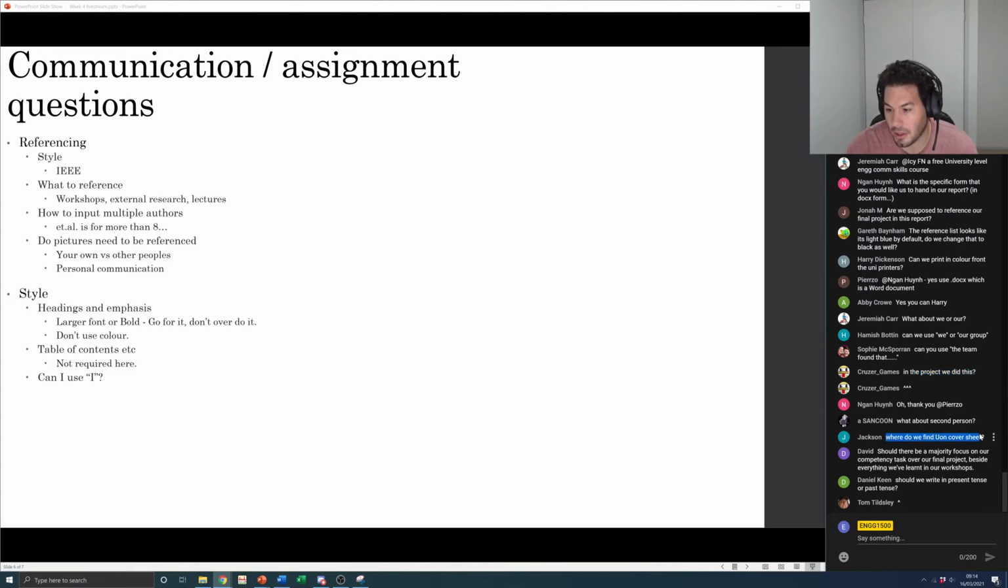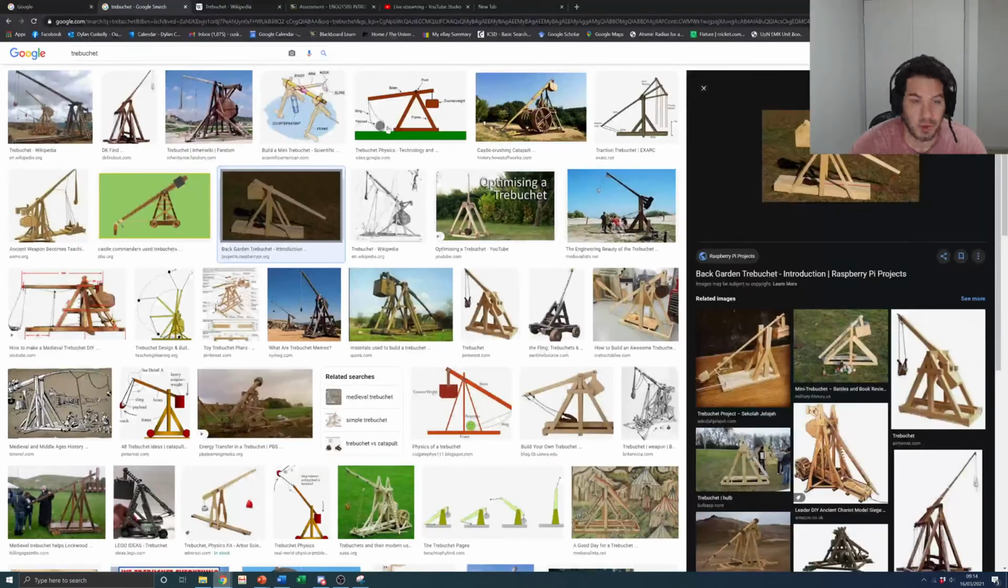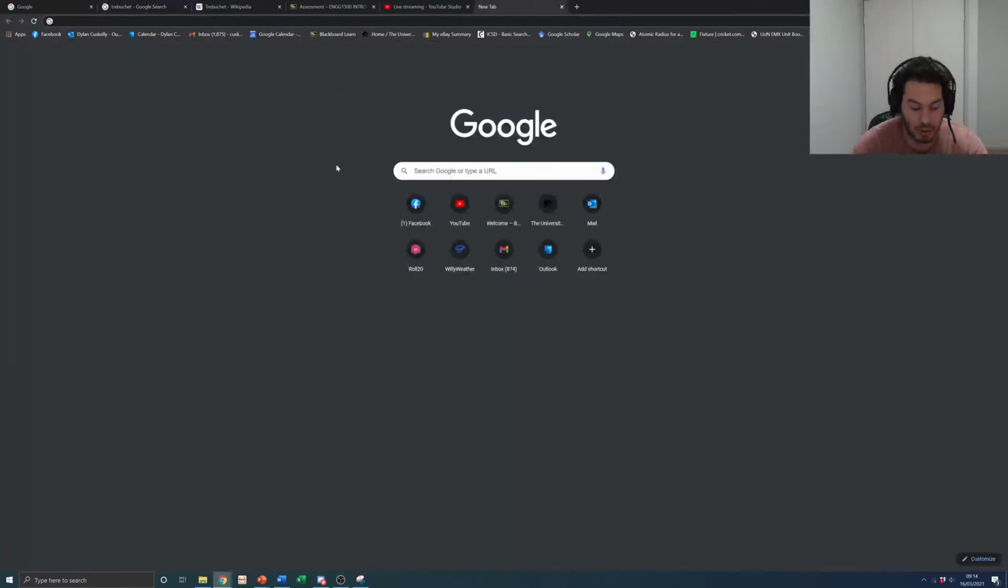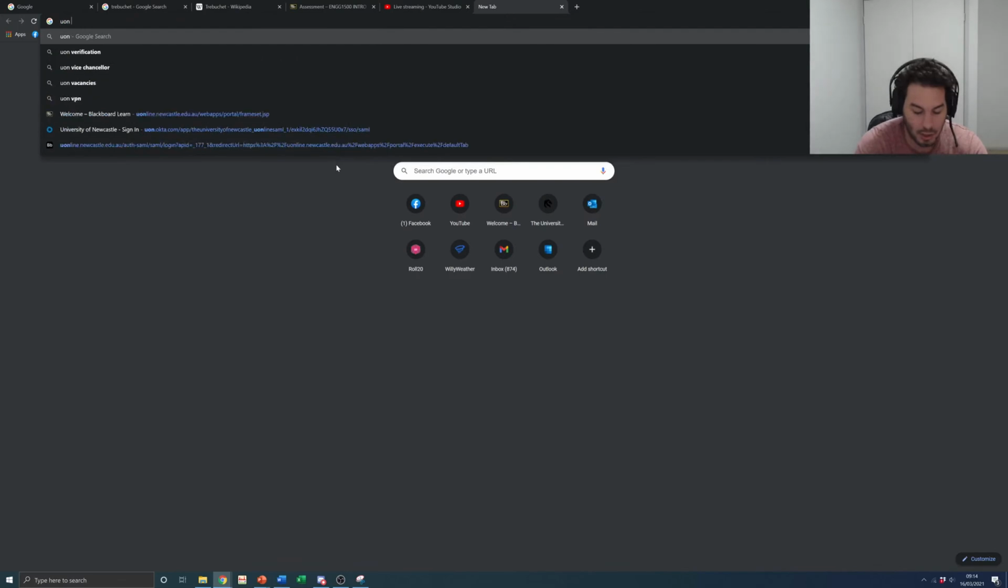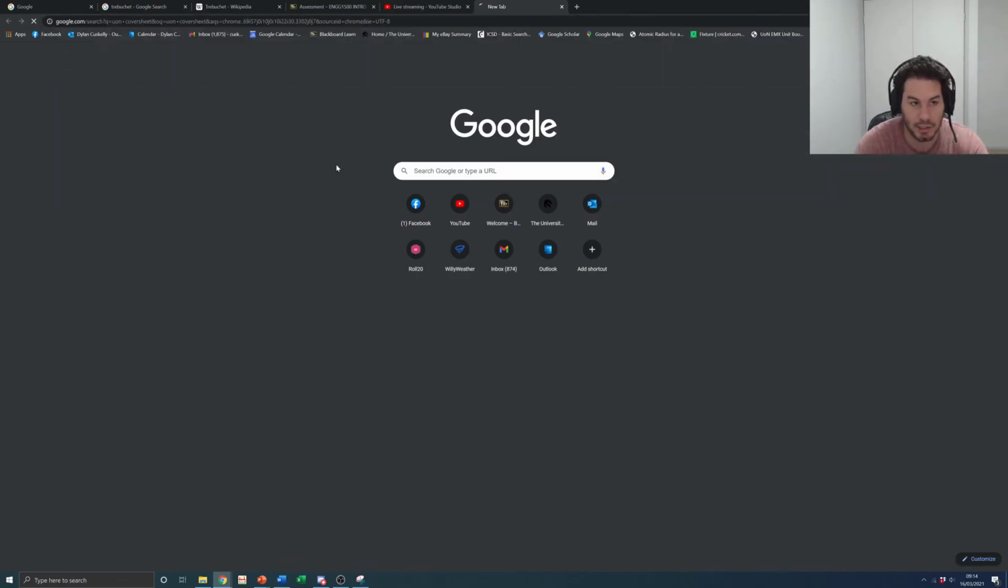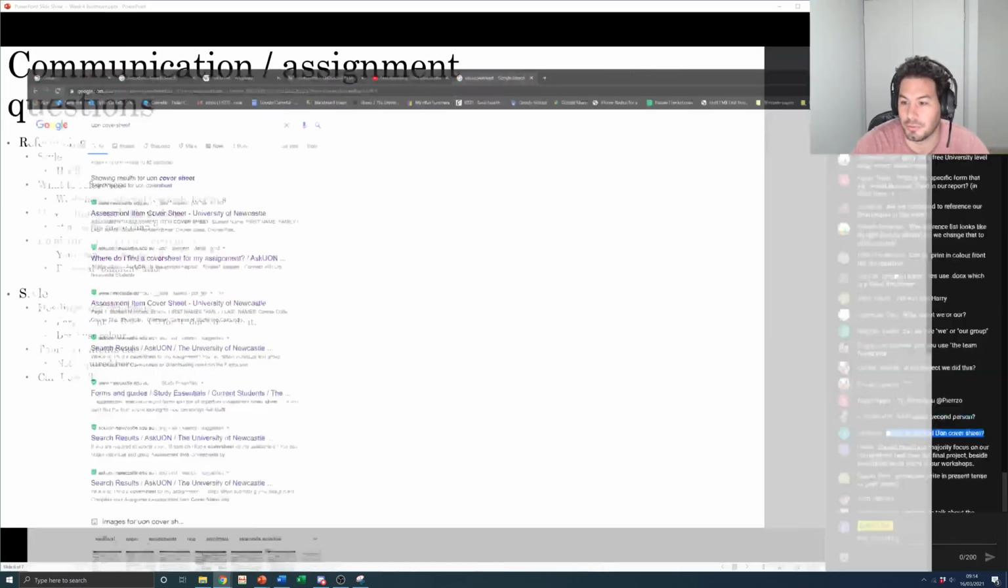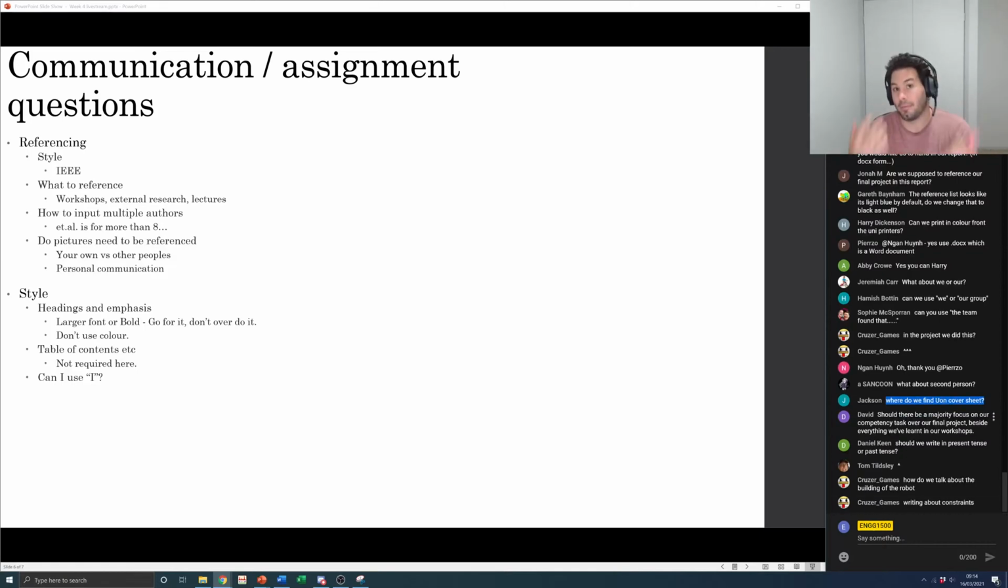Where do we find the UN cover sheet? You Google it, all right? So I deliberately don't put it on my Blackboard because one of my learning objectives is for you to learn how to go UN cover sheet and find it. It's not super tricky, but I want you to be able to do that.